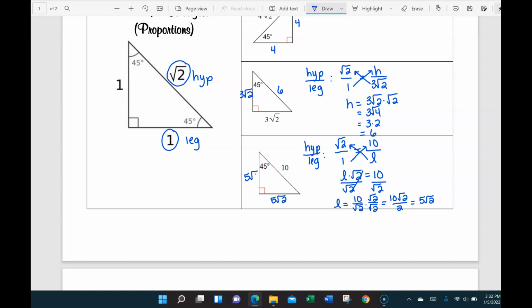So it does not matter to us which way you may use. You may decide you like to set up and use proportions. You may decide you like to set up and use an equation, or some of you might be able to do it mentally in your head. But at the end of the day, this graphic organizer is designed to give you some extra strategies and tools in your back pocket to help you be successful with 45, 45, 90 triangles.